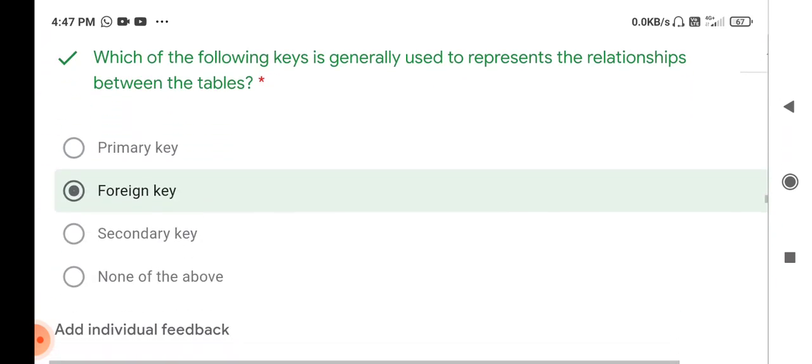Next question is, which of the following keys is generally used to represent the relationship between the tables? For this question you must know the concept of primary key, foreign key and secondary key. The question asks about relationship between the tables, so you should use foreign key. Primary key means unique identity, foreign key means relationship between the tables.